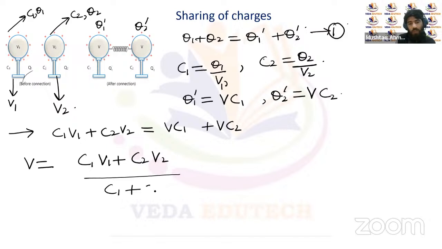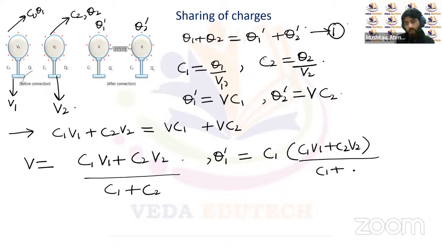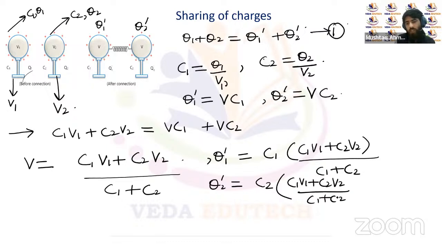So that's how the sharing of charge will take place, right? This is the common potential. If this is the common potential, then the final charge Q1' will be equal to C1 times (C1V1 + C2V2) upon (C1 + C2), and Q2' will be equal to C2 multiplied by (C1V1 + C2V2) upon (C1 + C2), right? So this will be the final charge.